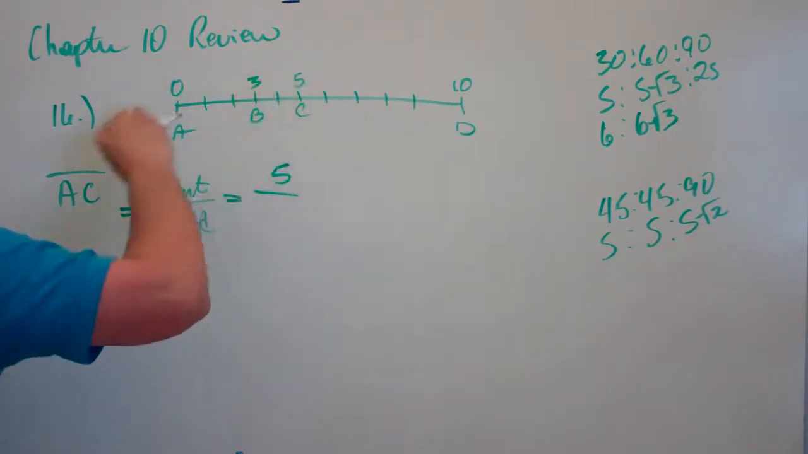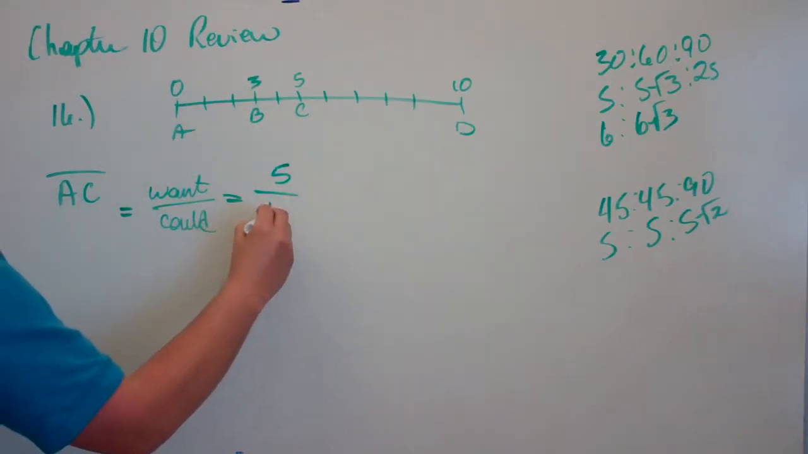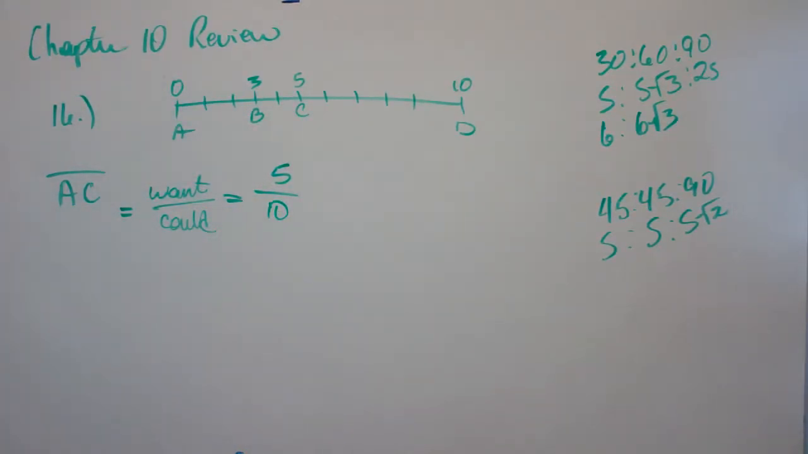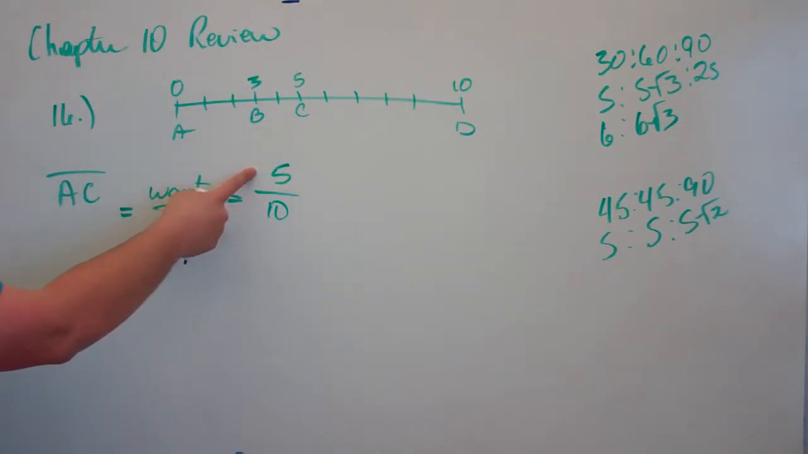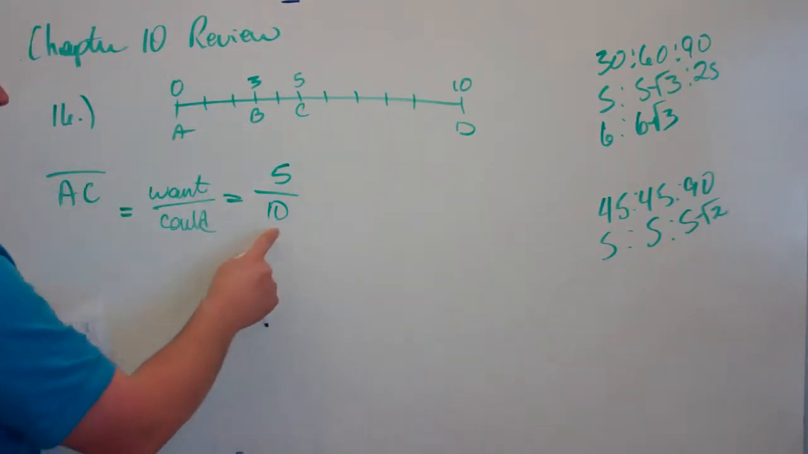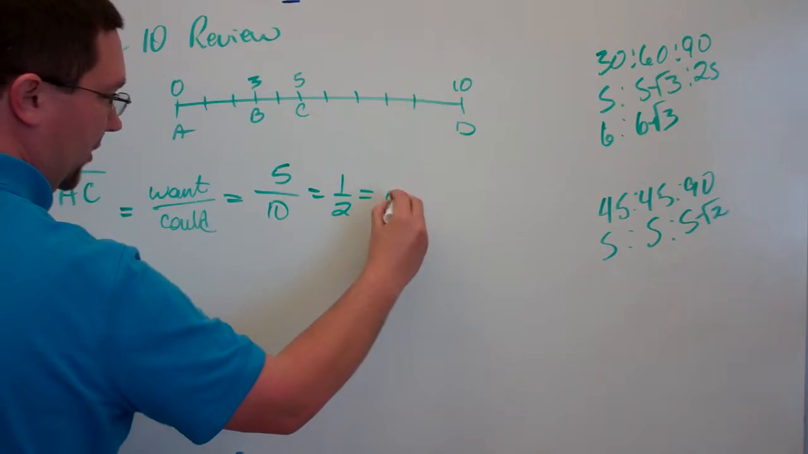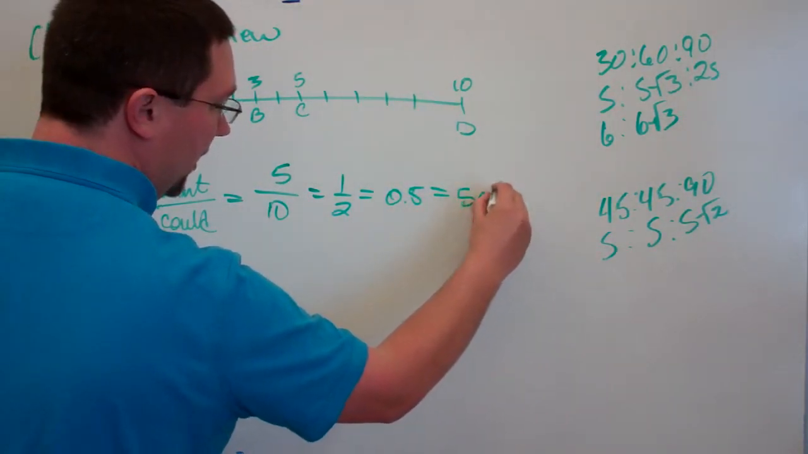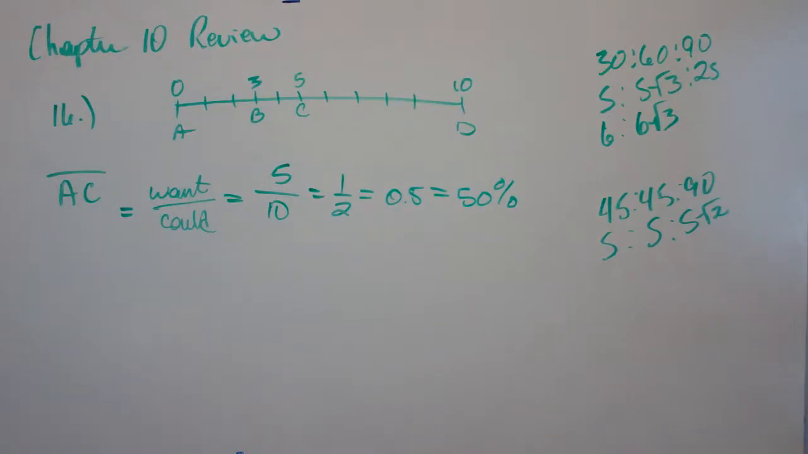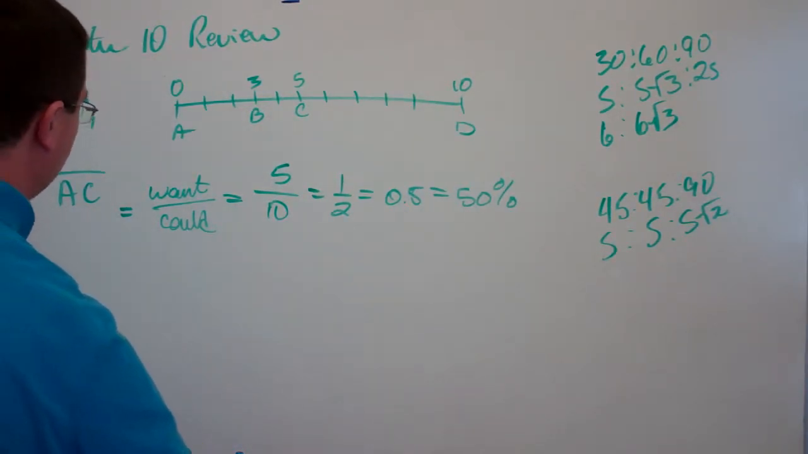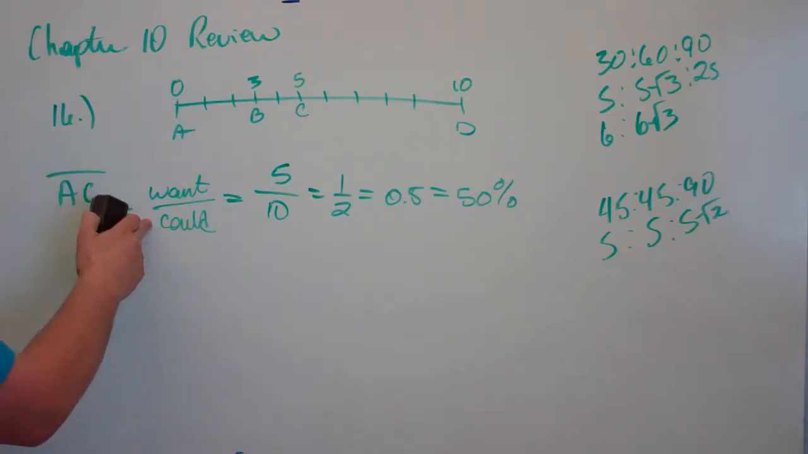Over the length of the whole line. What's the length of the whole line? 10 minus 0, which is 10. Okay? So what you want is to land on this segment that has a length of 5. But what could happen, it could land anywhere on this segment with a length of 10. So what you want over what could happen, that's 1/2. Convert that to a decimal. Convert that to a percentage. You have a 50% chance of throwing something at that line and hitting AC. Alright? Because you're going to hit the line. And you have a 30% chance of hitting AC. I mean a 50% chance of hitting AC. Alright? Remember, what you want to happen over everything that could happen.